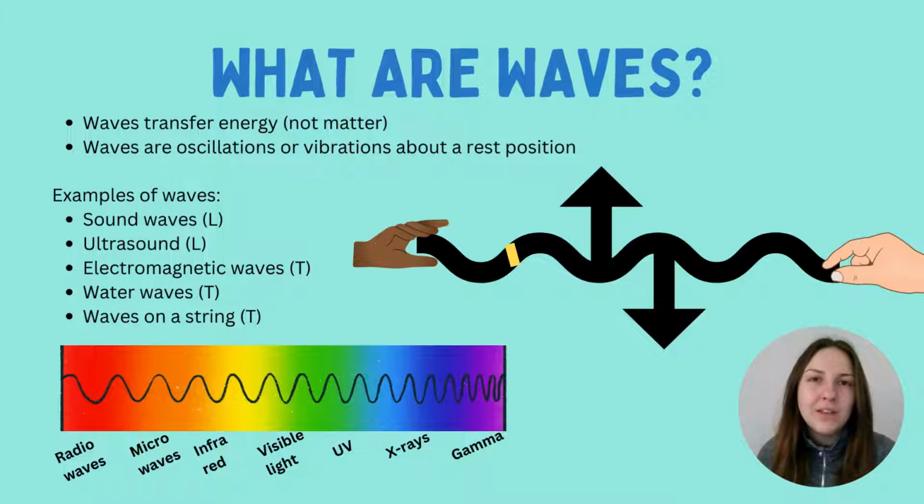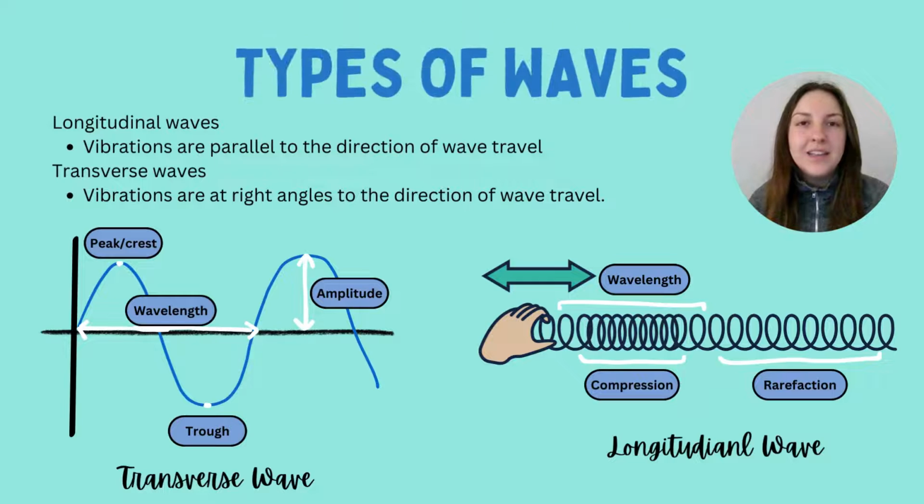So we're going to talk about the different types of waves. And as you can see with the examples I've given, like sound waves, ultrasound, electromagnetic waves, I've put little letters next to them, L or T. And this is talking about the two categories of waves, which we're going to come on to now. So longitudinal for L and transverse for T. So let's talk about it. Like I said, we have two types of waves, two categories called longitudinal and transverse.